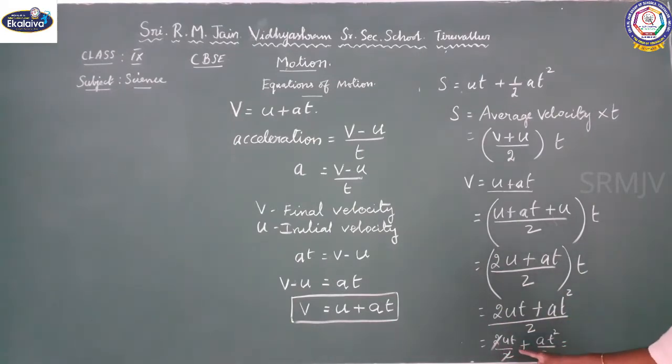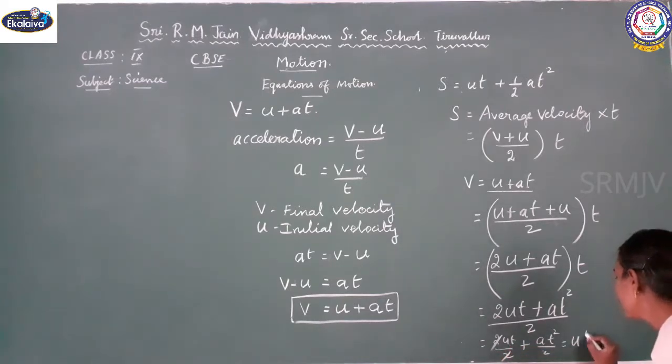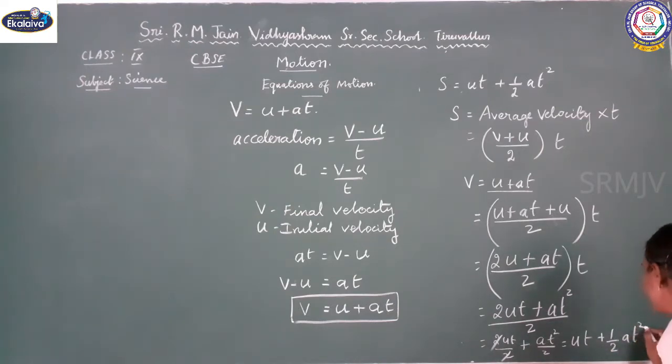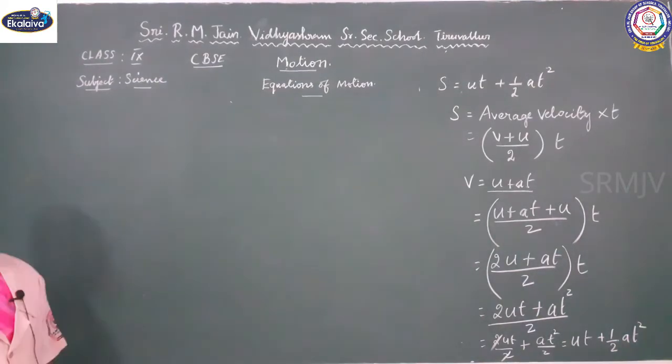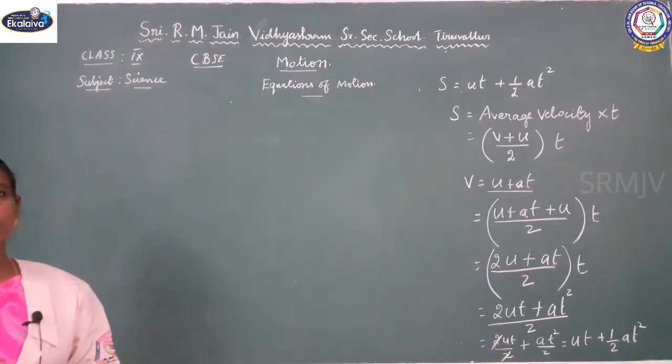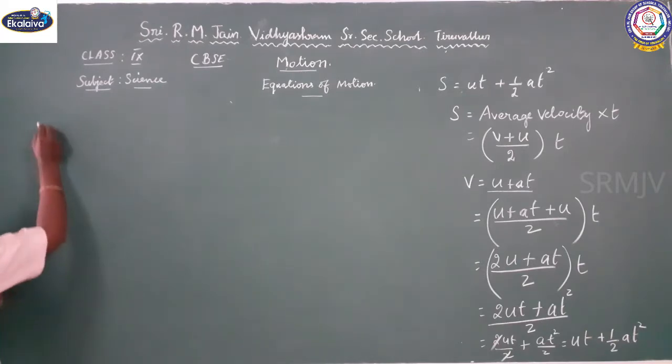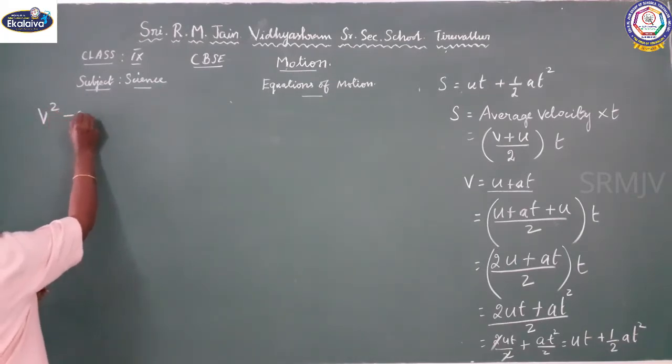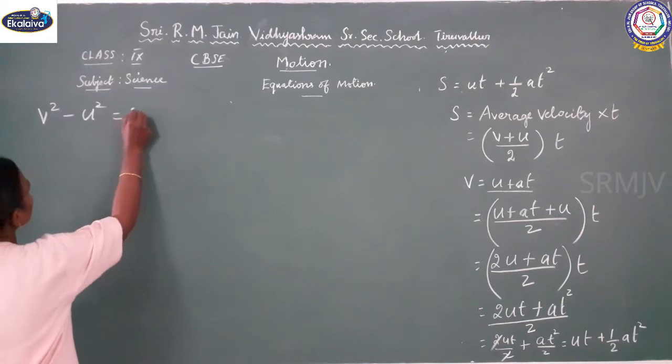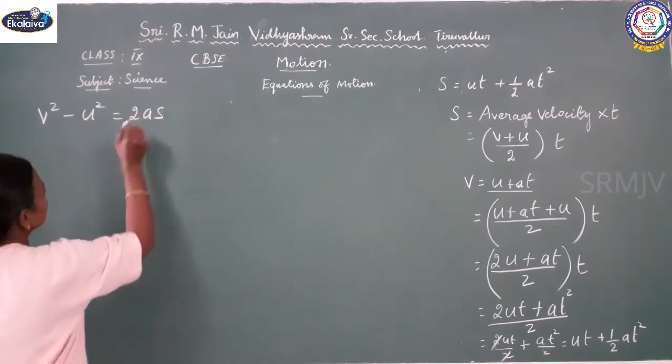2ut by 2 plus at squared by 2. The 2 cancels, then you will get ut plus half at squared. This is the second equation. Now we are going to derive the third equation. What is the third equation? v squared minus u squared is equal to 2as.